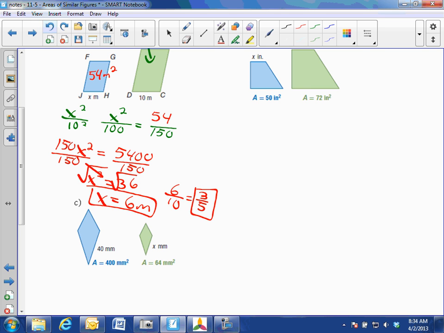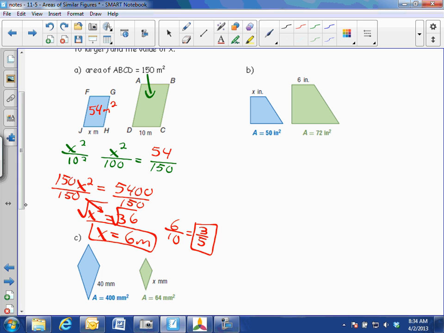All right, let's try B. Okay, so we know these two areas. We're going to figure out x. What are we going to do first? x over 6. And what? Square them. Yes, so x squared over 36. Then what? 50 over 72. You're going to cross multiply.